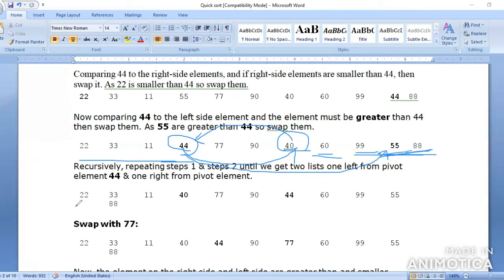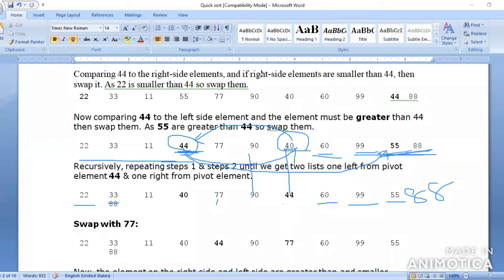So what is the answer here? 22, 33, 11, 40, 77, 90, 44, 60, 99, 55, 88. Okay, it's correct. Now what will we do? Now you can check. This side is over. 44 and 40 are completed. Okay, next you have to check what the element is.